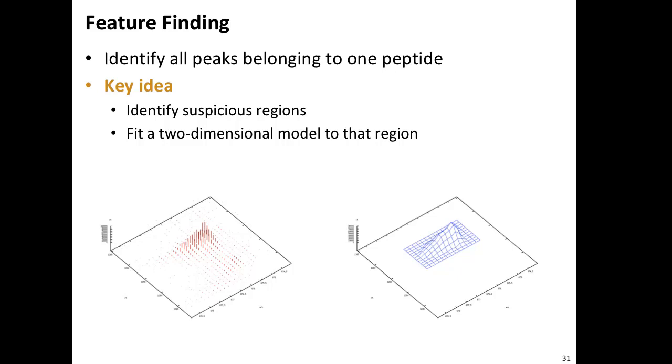The idea would really be, we try to find all the peaks that belong to one peptide, and we do that by looking at regions that are suspicious of containing signal. And what are regions that are suspicious of containing signal? Well, that's where peaks are high. That's a good starting point. So you would argue, well, in this region, this here is the highest peak, so let's just see what's around this peak and figure out whether that can be put together into a feature.